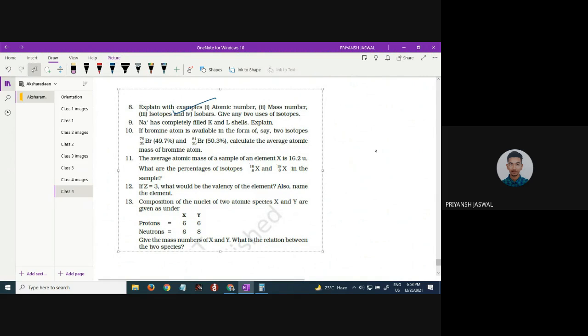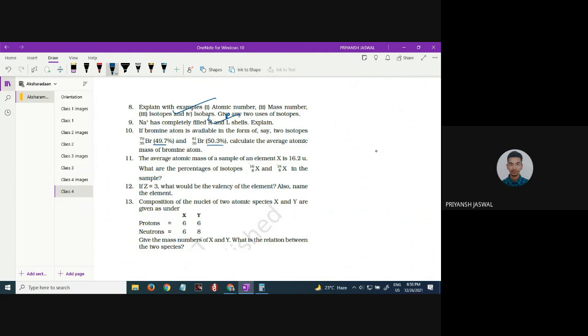This is a theory question. Na positive has completely filled K and L shells. Explain. So this we also discussed, because Na loses one electron, it becomes Na positive, that is 10 electrons, 2 in K and 8 in L shells. That is the explanation. If a bromine atom is available, say 2 isotopes, with this much percentage, calculate the average atomic mass.